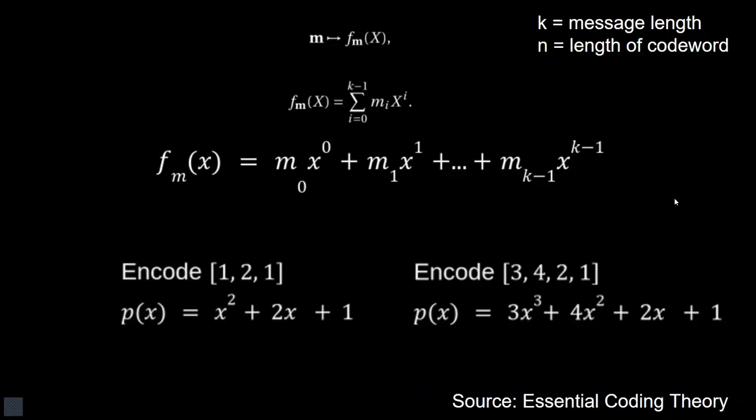To start encoding, we need to create a polynomial with our encoded message. Let's look at some examples. Let's say we want to encode our message 1, 2, 1. Then our polynomial would be x squared plus 2x plus 1. Note that there's a 1 in front of x squared. Another example, 3, 4, 2, and 1. Our polynomial would be 3x cubed plus 4x squared plus 2x plus 1.